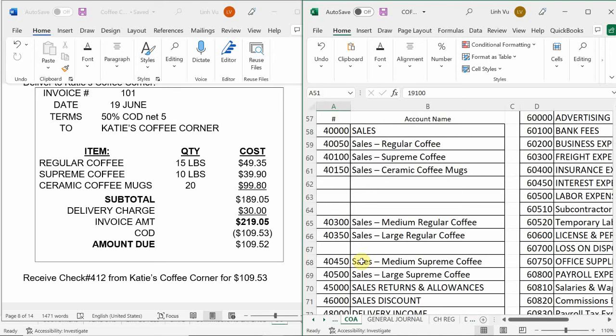So let's take a look. Under sales, the first one you see here is sales regular coffee, and the second one is sales supreme coffee. Those are the accounts you're going to use to represent that you sold by the pound versus by the cup, because the sales for medium regular coffee is already straightforward. So yes, we do have those accounts.